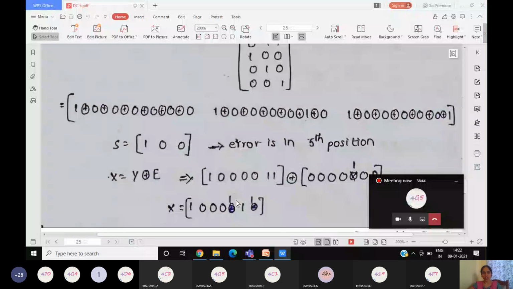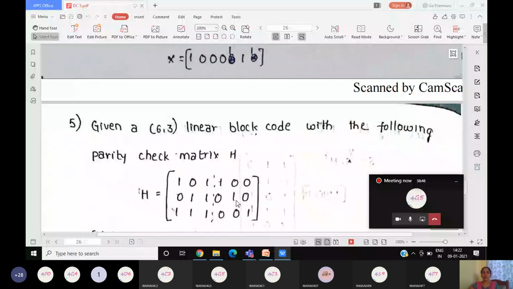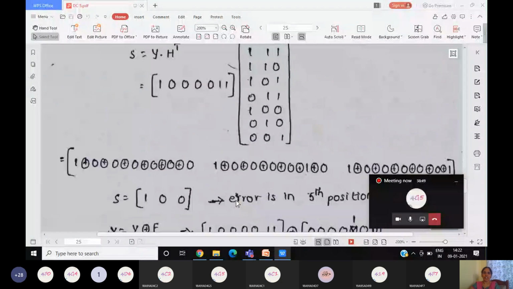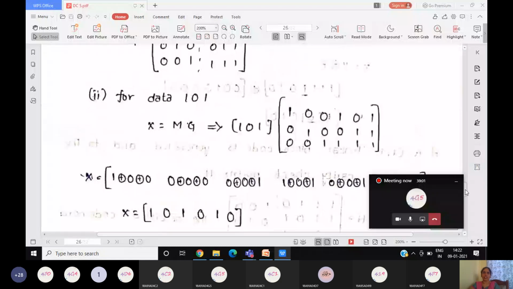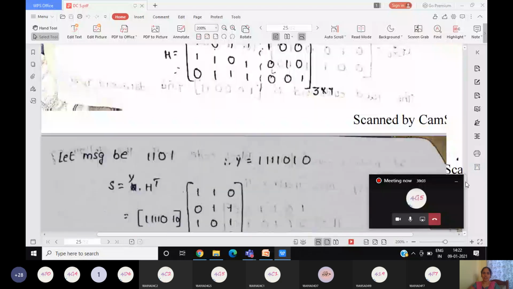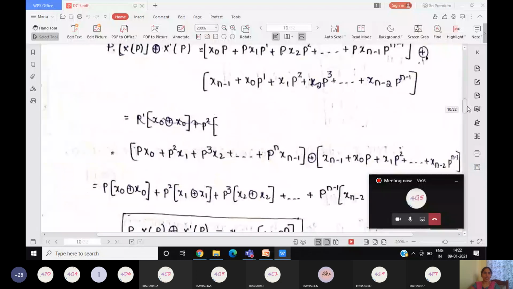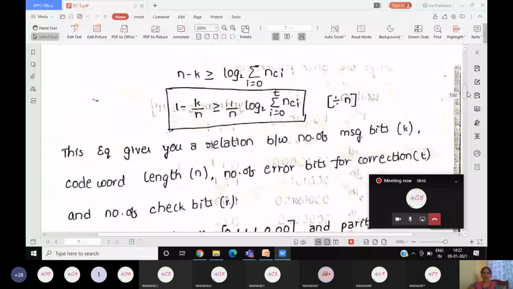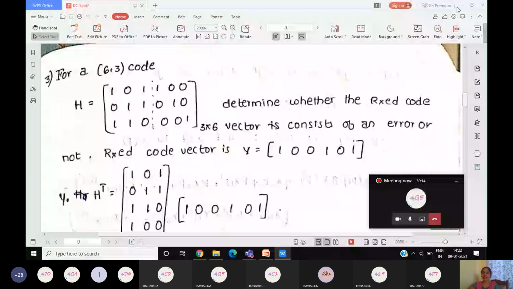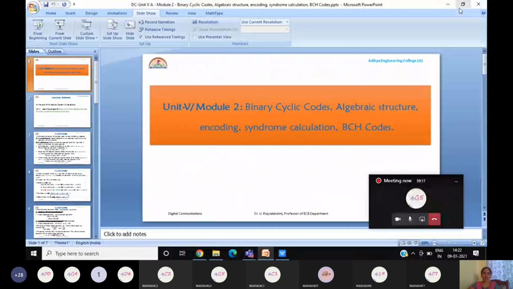So almost all the problems are the same. But you should remember that the syndrome S and the error E are both equal to Y into H transpose. Go through this kind of problems. Almost all the problems based on syndrome decoding are of a similar model. So go through that. Now let us move into cyclic codes. In cyclic codes, that is modulo 2.